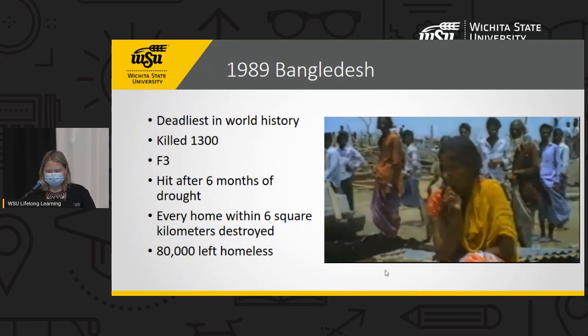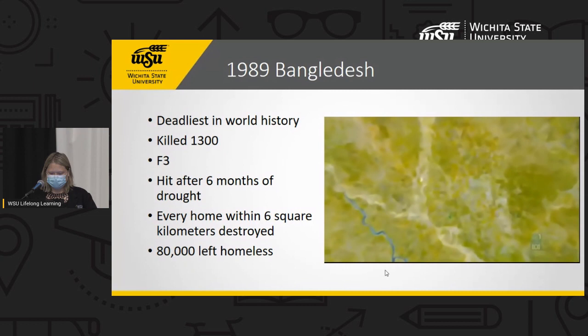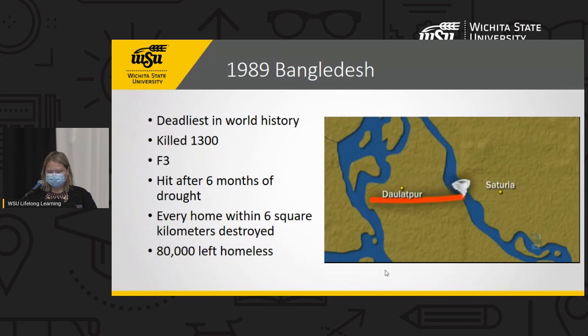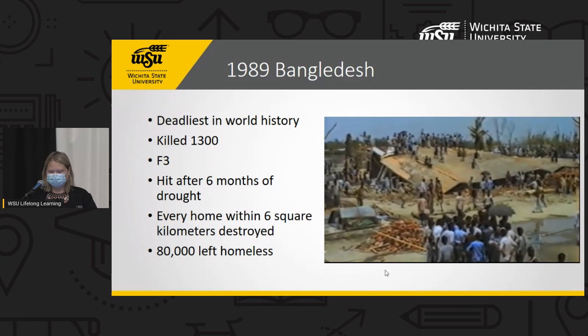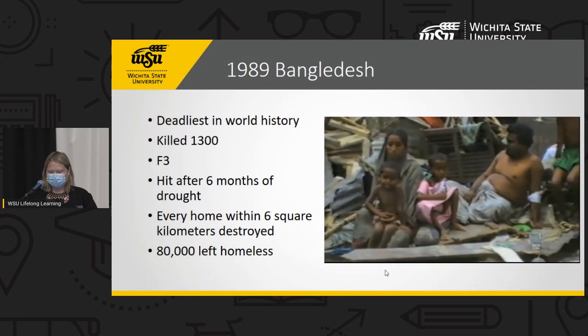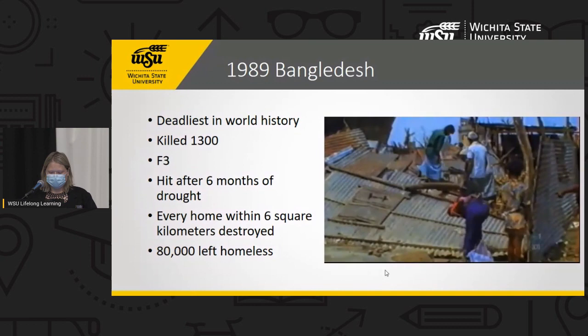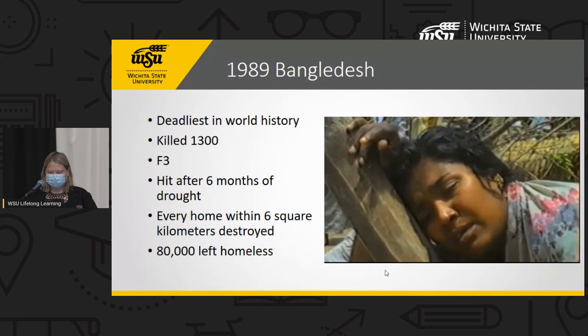The tornado tore through the cities of Daulatpur and Saturia, taking a path that moved east, then northeast. It carved out a route of concentrated destruction that was 50 miles long and 1 mile wide through the poorest areas and slums of Bangladesh. 80,000 people were left homeless, and 12,000 people were injured by the storm.